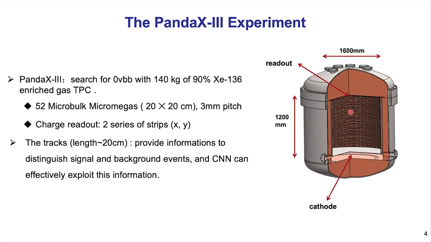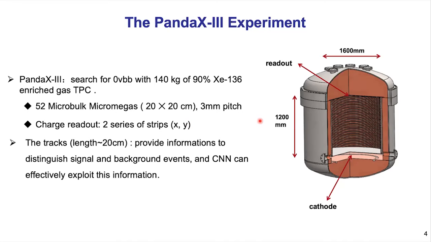As shown here, the detector is a TPC of single end, with the readout plane on the upper side and the cathode on the bottom. The drift distance is 1,200 millimeter. The diameter of the readout plane is 1,600 millimeter. We will use 52 microbulk Micromegas as the charge readout plane, with two series of strips of 3 millimeter pitch. The working gas is 10 bar xenon. The TPC can record both the energy depositions and the three-dimensional track of an event.